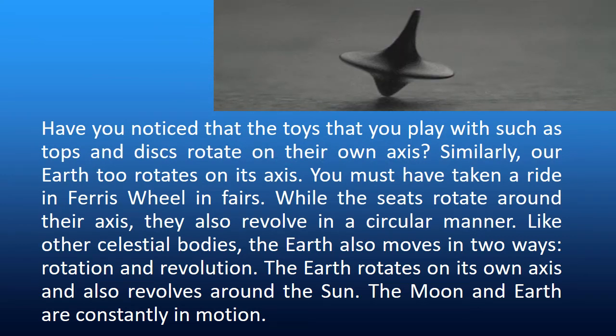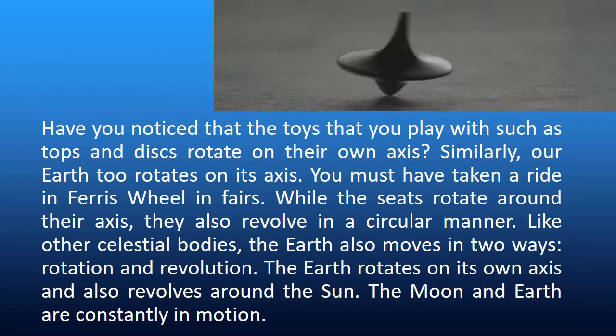Have you noticed the toys that you play with, such as tops and discs, rotate on their own axis? Similarly, our Earth too rotates on its axis. You must have taken a ride in a Ferris wheel in fairs. While the seats rotate around their axis, they also revolve in a circular manner. Like other celestial bodies, the Earth also moves in two ways: rotation and revolution. The Earth rotates on its own axis and also revolves around the Sun. The Moon and Earth are constantly in motion.